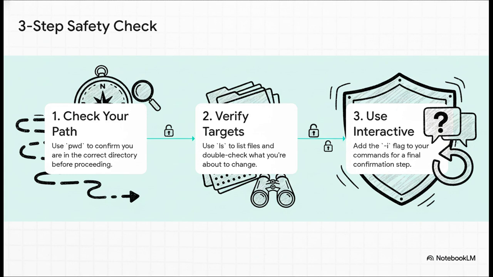Simple. You build an unbreakable habit, a 3-step safety checklist. First, before you do anything, run PWD, Print Working Directory, to see exactly where you are. Second, run LS to list the files so you can see with your own eyes what you're about to affect. And third, if you have any doubt at all, just use the -I flag. A couple of extra keystrokes can literally save you from a catastrophe.